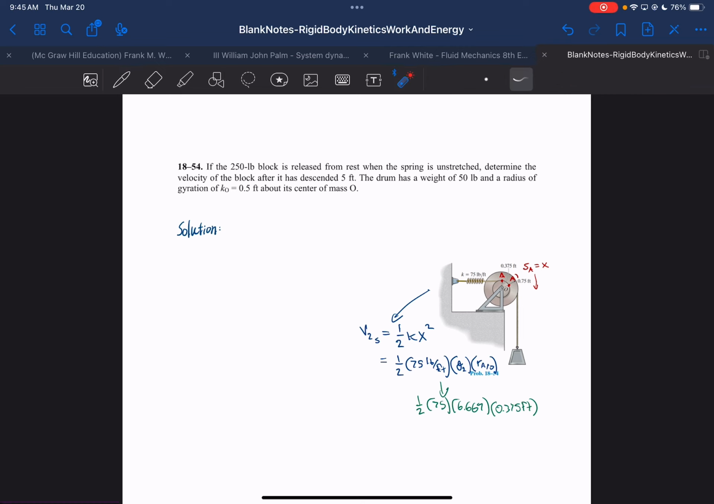You can also do this problem with the work energy theorem, which we did last time. It's fairly simple. Instead of saying that this goes down, you're just going to bring in the concept that there's a force here that's causing work, or a moment, if you will.